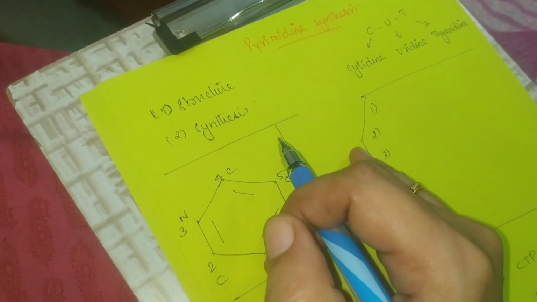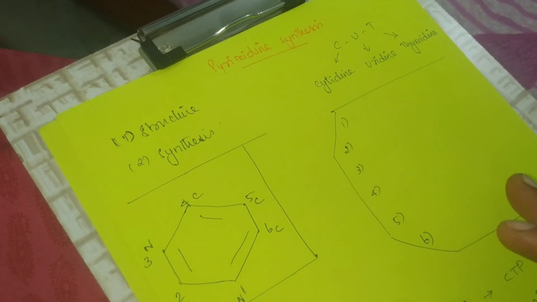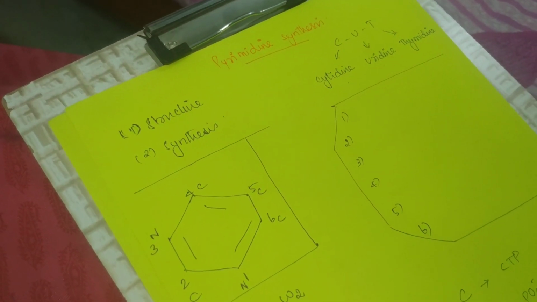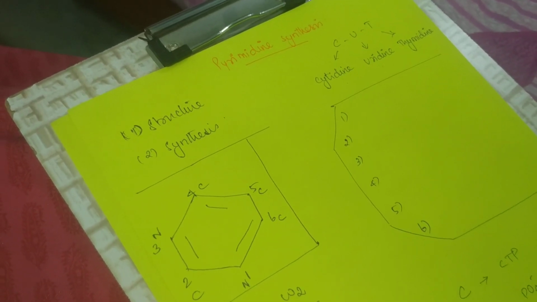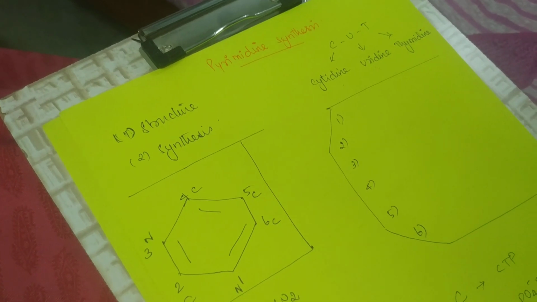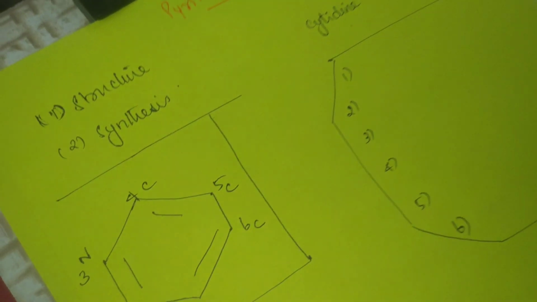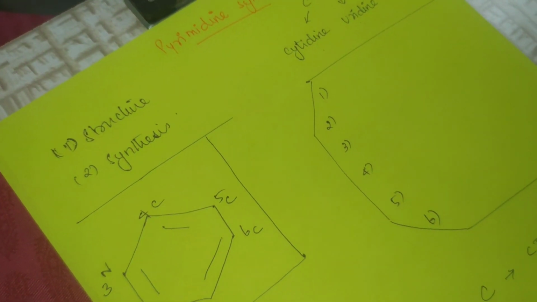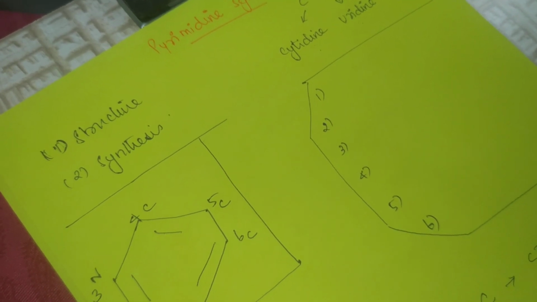We'll go on to the synthesis. We can divide the synthesis of pyrimidine into two parts. Let us keep the first 6 steps as one part, and what comes below as the second part. We'll see how we are going to study those first 6 steps: what we add in these first 6 steps and what goes out.